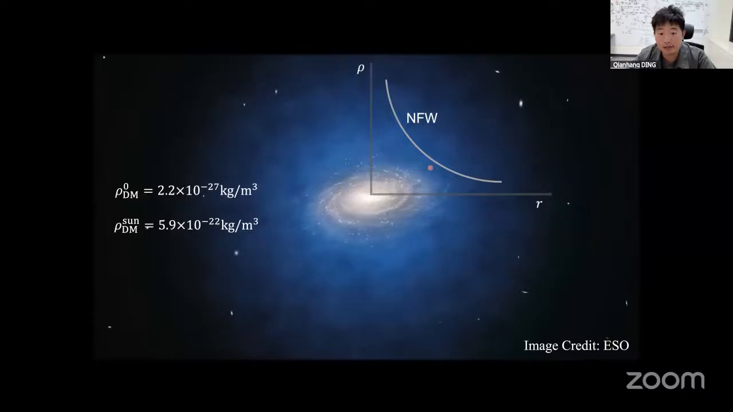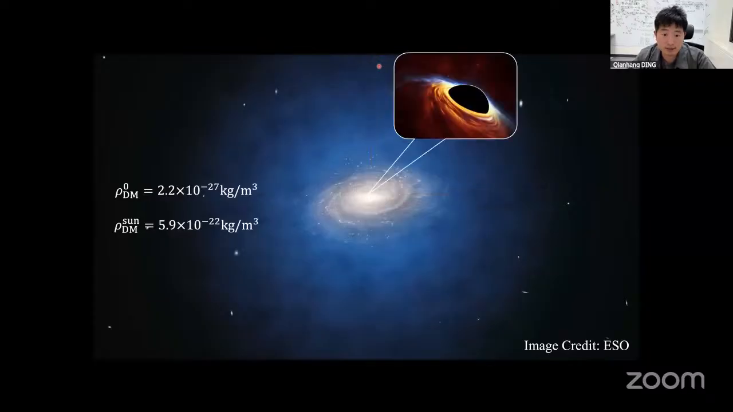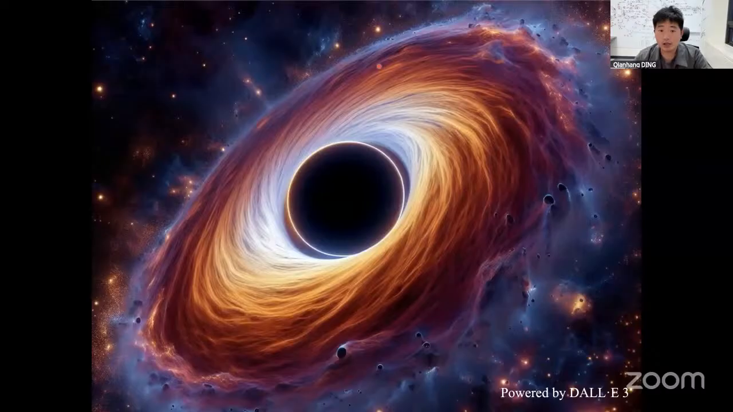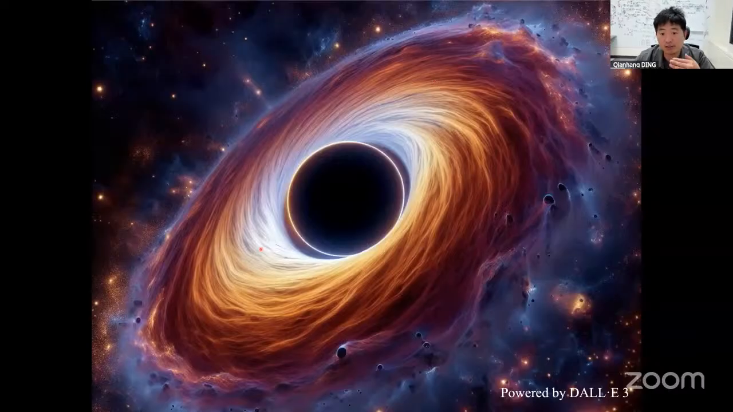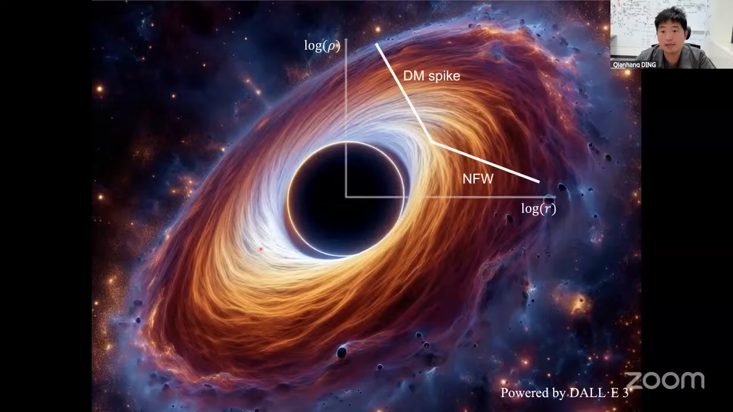If we get closer to the dark matter halo center, the galaxy center, the dark matter density increases a lot. And inside the galaxy center, we have a supermassive black hole. Because of the very strong gravitational attraction around the supermassive black hole, the dark matter density will be strongly enhanced. We just introduced the dark matter halo profile following the NFW profile, but around the supermassive black hole there will be a very special structure formed, the so-called dark matter spike. This dark matter spike will strongly enhance the dark matter density.